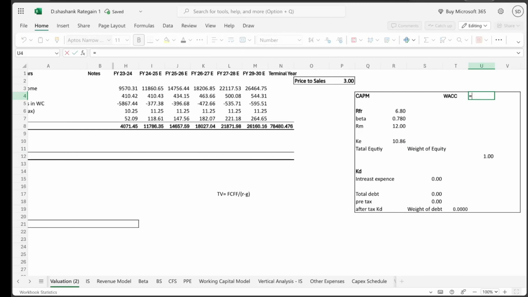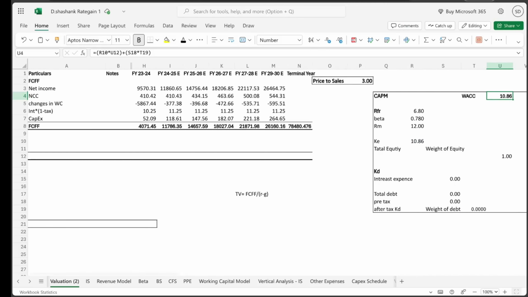So the formula of WACC is cost of equity into weight of equity plus cost of debt into weight of debt, right? Yeah, every time I forget this. So this is our WACC. Now we have to discount these cash flows through that WACC.